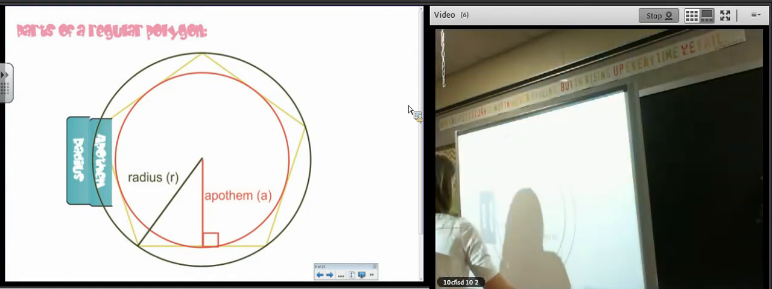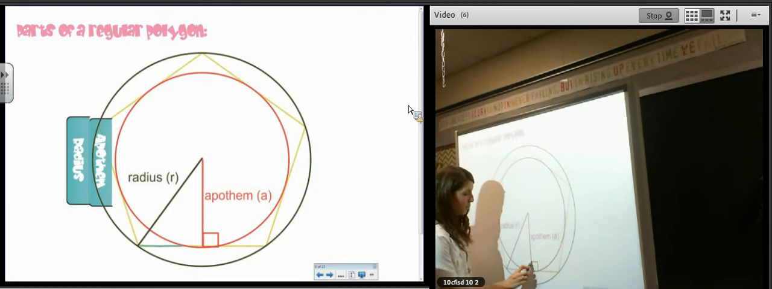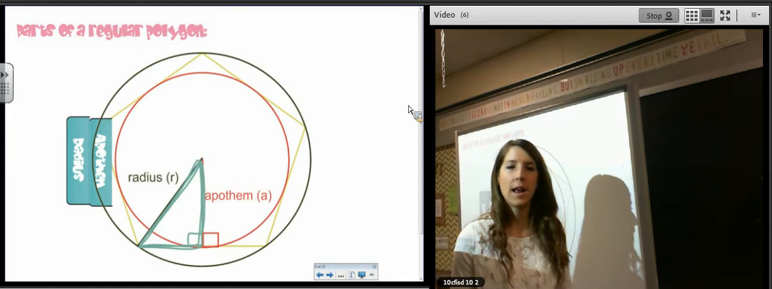So what kind of tools do we use when we're working with right triangles? What kind of tools do we use?